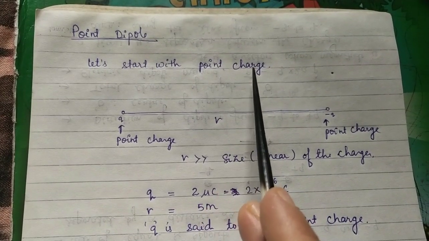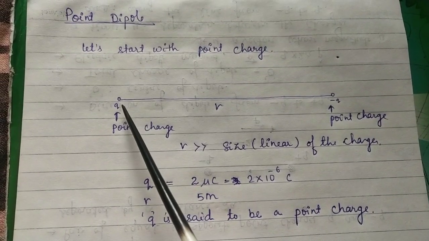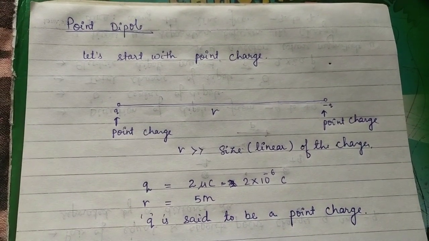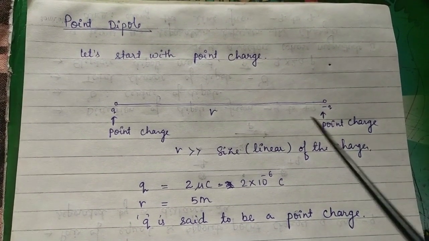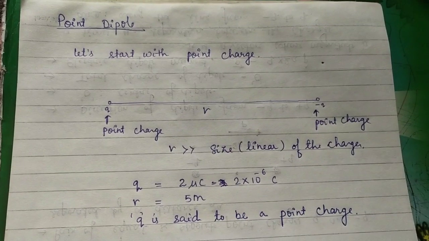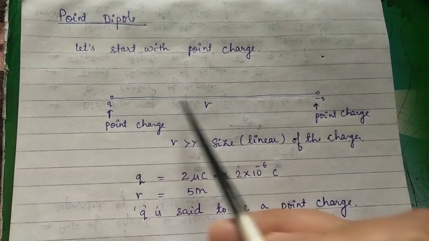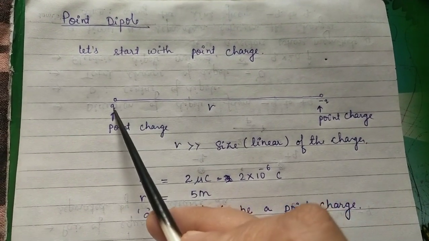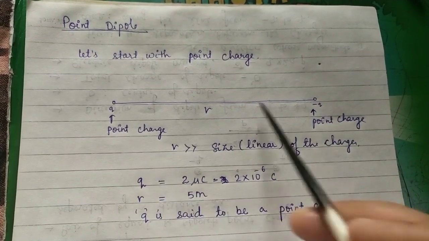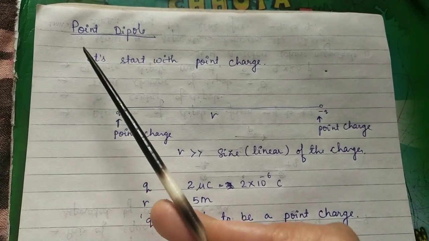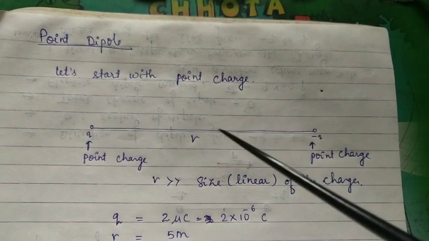What is the meaning of point charge? For example, there are two charges. Just to show you physically, I have taken some values and extended this diagram so that you will understand properly what a point charge means. So here we have two charges, one is q, one is minus q. Why have I taken q and minus q? I could have taken q1 and q2, but because I want to explain dipole, I have taken one charge as q and another as minus q.